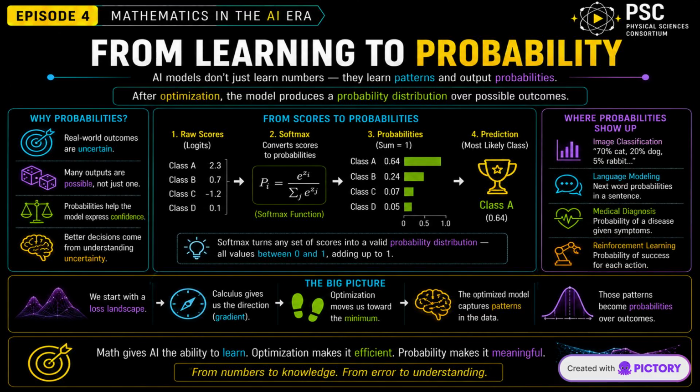But real-world predictions are rarely certain. AI must also represent uncertainty and probabilities. That leads us to Episode 5, Probability: How AI Handles Uncertainty.